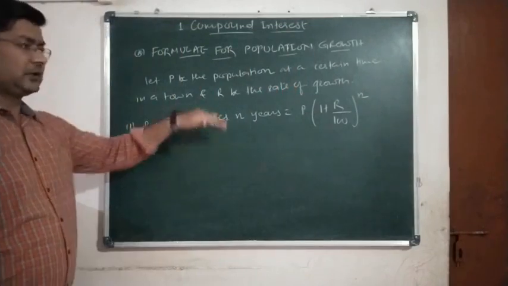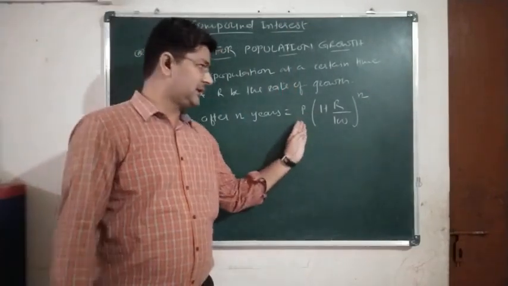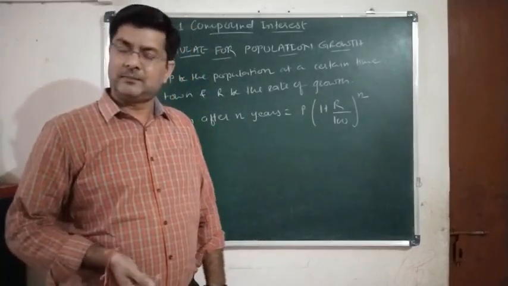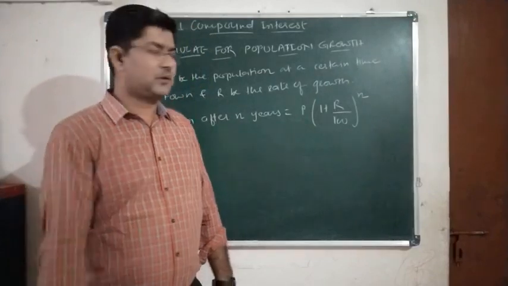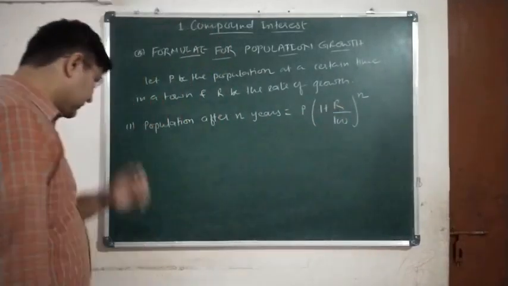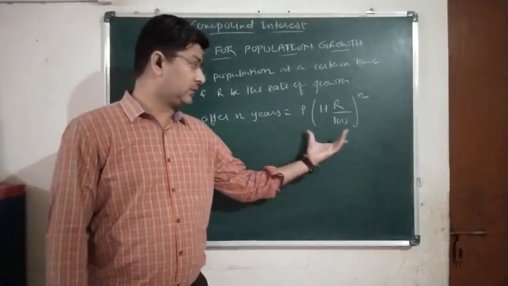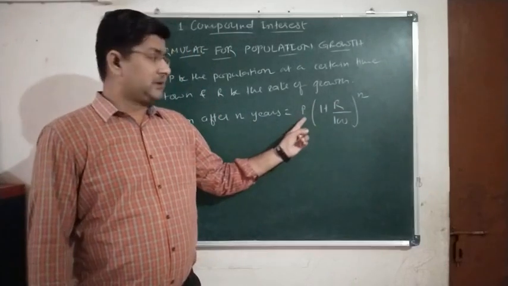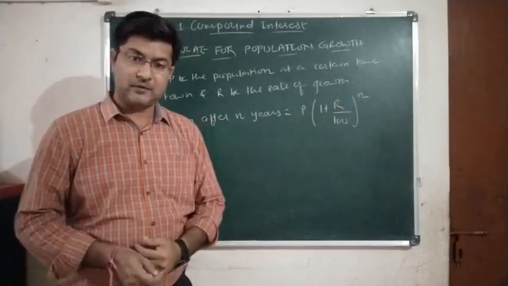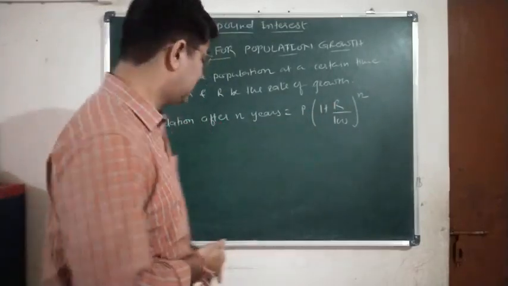Say after 2 years or 3 years. If the present population P is given and the rate of growth is given and you are told to find the population after 2 years or 3 years, then you can put the values in the formula and easily calculate. This formula is similar to the formula of calculating the amount: principal into 1 plus rate upon 100 raised to the number of years.